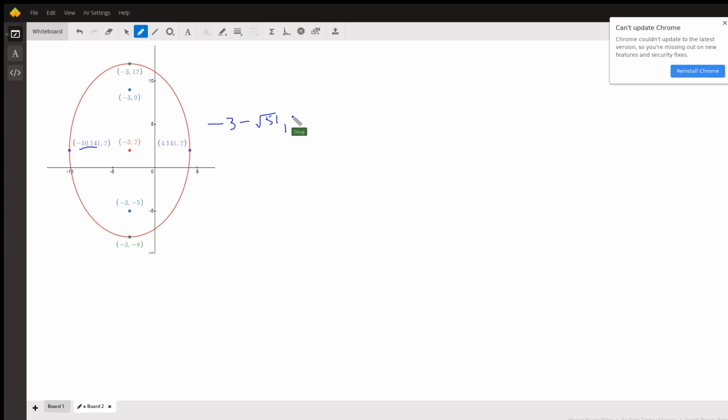And of course, 2 is the y-coordinate of one of the covertices. And the other's -3 plus the square root of 51, comma 2. And that's what these decimal approximations are right here, adding and subtracting the square root of 51 from -3.